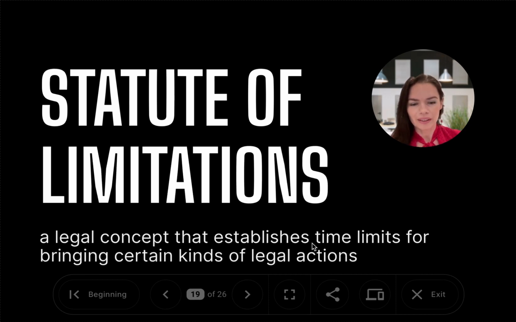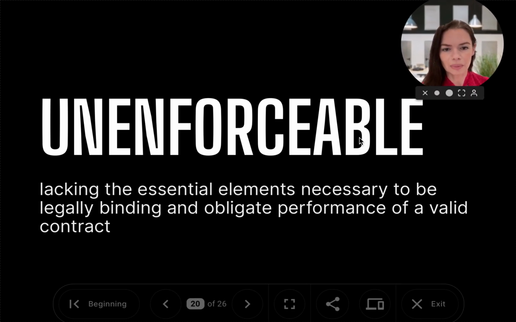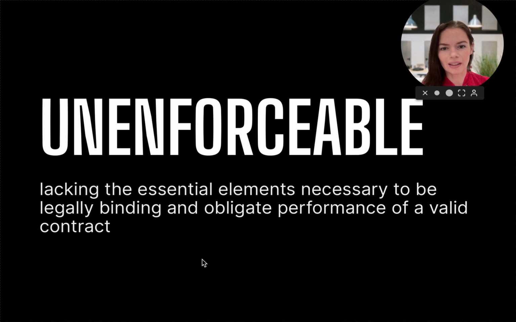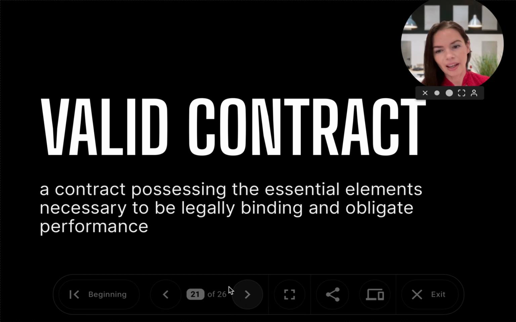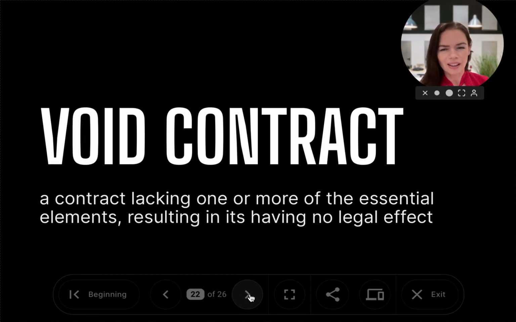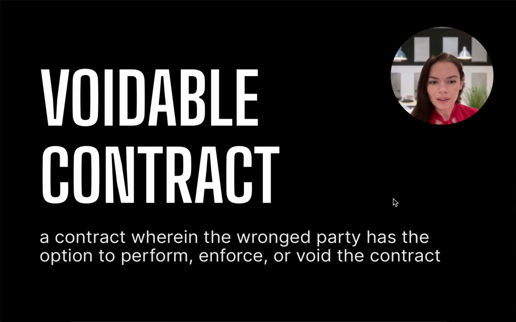A legal concept that establishes time limits for bringing certain kinds of legal actions. Unenforceable. Lacking the essential elements necessary to be legally binding and obligate performance of a valid contract. Valid contract. A contract possessing the essential elements necessary to be legally binding and obligate performance. Void contract. A contract lacking one or more of the essential elements, resulting in its having no legal effect. Voidable contract. A contract wherein the wronged party has the option to perform, enforce, or void the contract.